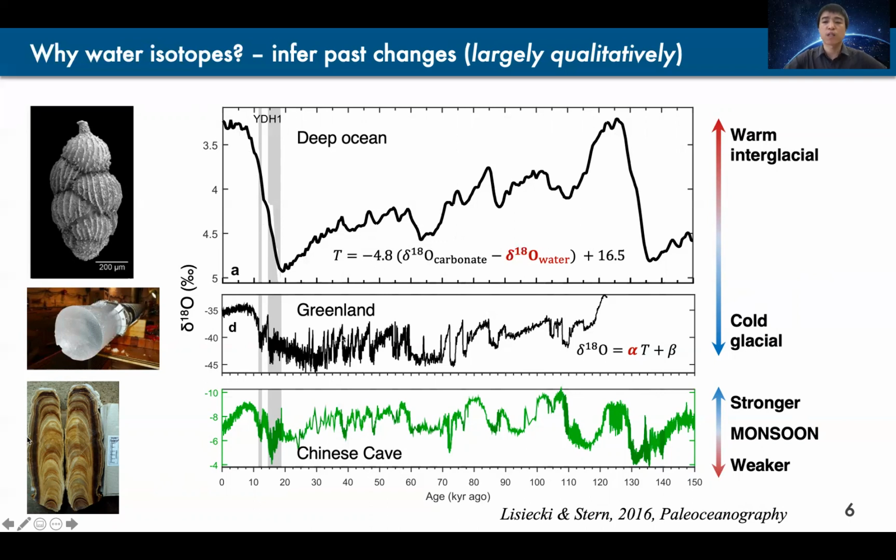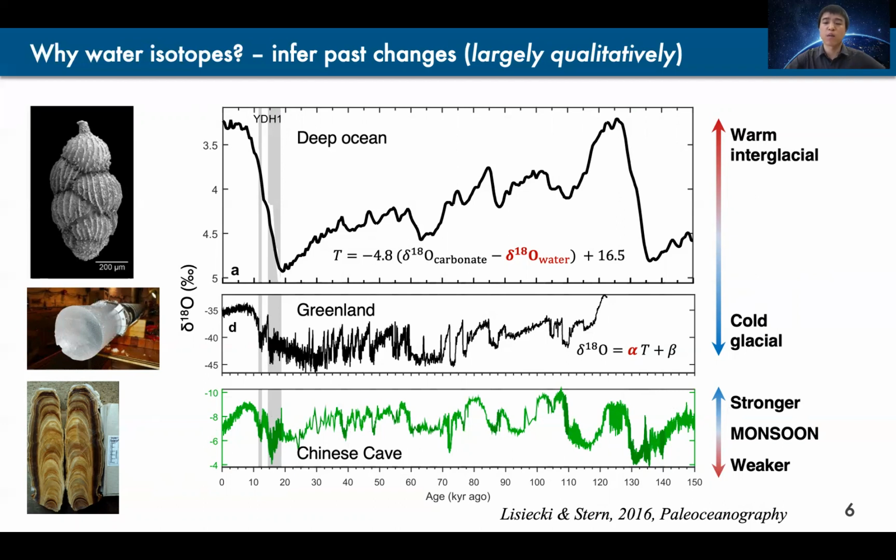The middle panel shows the delta 18O in ice core. You can choose your favorite alpha value and estimate the temperature based on that. You can see a coherent glacial-interglacial variation. The bottom panel shows the delta 18O in Chinese speleothem cave records. The interpretation is that high values reflect stronger monsoon, because the delta 18O in the speleothem is thought to reflect the delta 18O of rainfall.